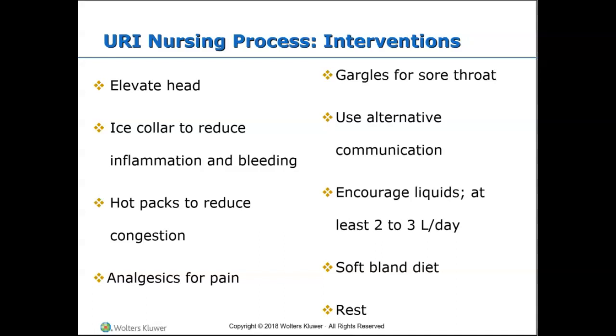So again, I'm going to repeat that. Ice collars are put around the throat and neck to reduce inflammation and cause vasoconstriction, which will help reduce bleeding if that were to occur in the area. Heat can help with congestion. Analgesics for pain, saltwater gargles to reduce mucus by removing the irritants that help with pain, and it also loosens up the crusted secretions that are occurring.